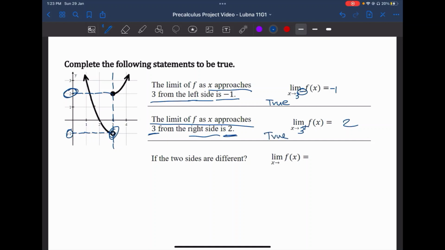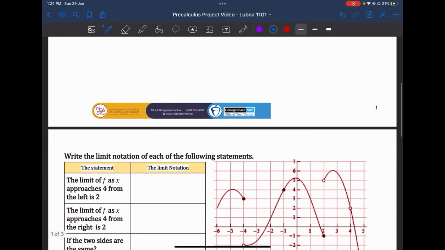If the two sides are different, then the limit of f as x approaches 3, we don't write plus or minus here because we're talking about both sides. And if these two numbers are not equal to each other, then the limit does not exist, which is d and e does not exist. So if the left and right sides are not equal to each other, then the limit does not exist.